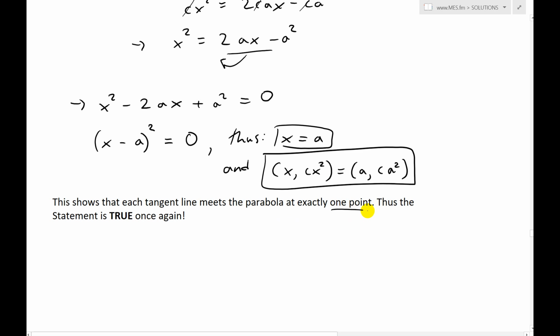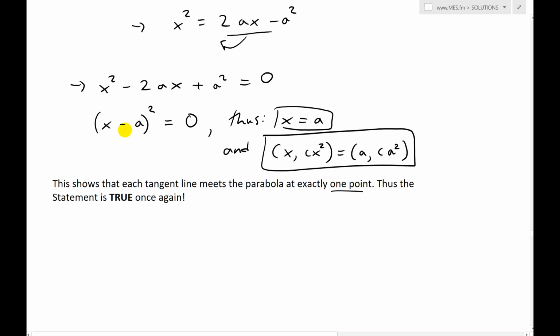We just take a generic x equals a point and find a tangent. We're always going to get just 1 point, because (x minus a) squared is equal to 0 is only true if x equals a. Thus, the statement is true once again.